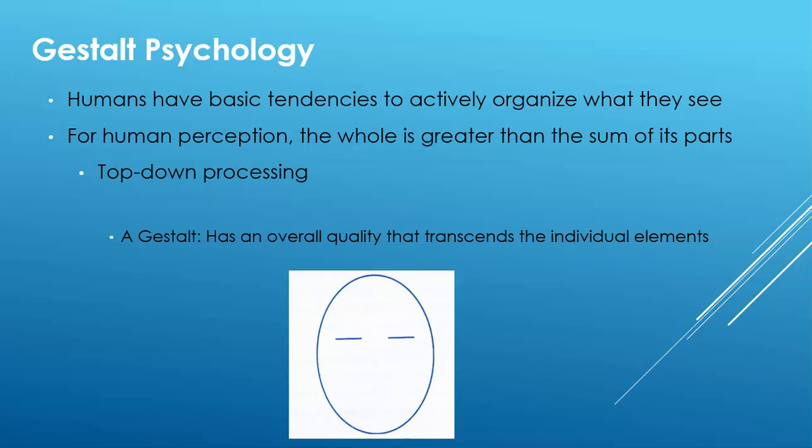So an example, if we look at the drawing on the bottom, the first thing you do when you look at this is, for me, I see a face, because I see an oval and two eyes. And that's top-down processing. I see all of it, but then I can break down the individual things into an oval and two lines. So here, the Gestalt theory is saying that the overall quality transcends the individual elements.